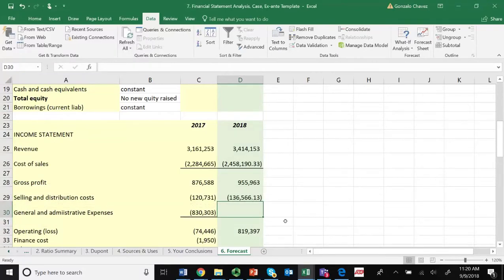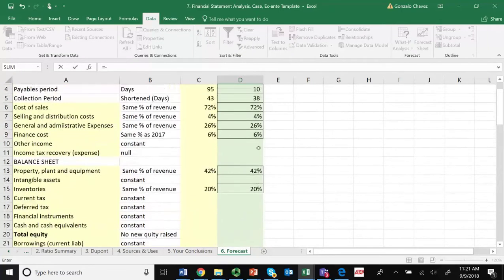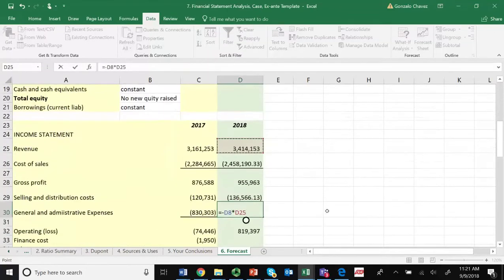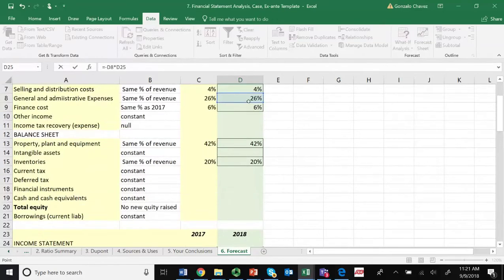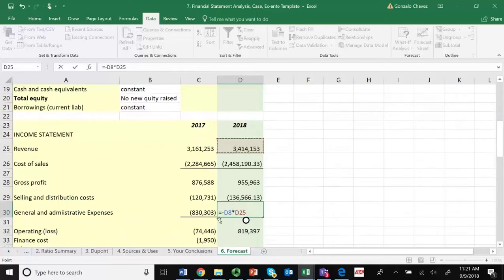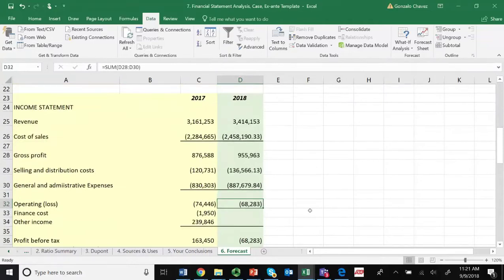Okay, for general administrative expenses, equal to, so negative sign, scroll up, 20% of our revenue. Okay, so general administrative expenses are assumed to be 26% of our revenue stream. That's why we're multiplying the 26% assumption that's in the cell D8 times the revenue. So your formula should look like this. Okay, D8 times D25. Okay, that gives you an operating loss of 68, right?